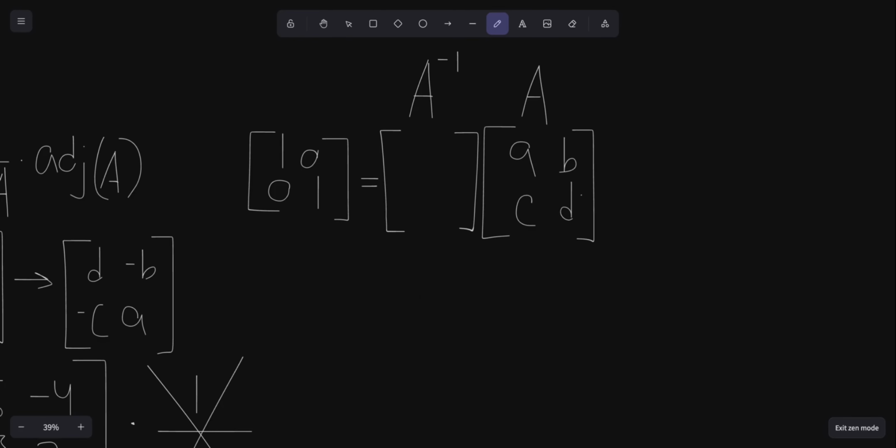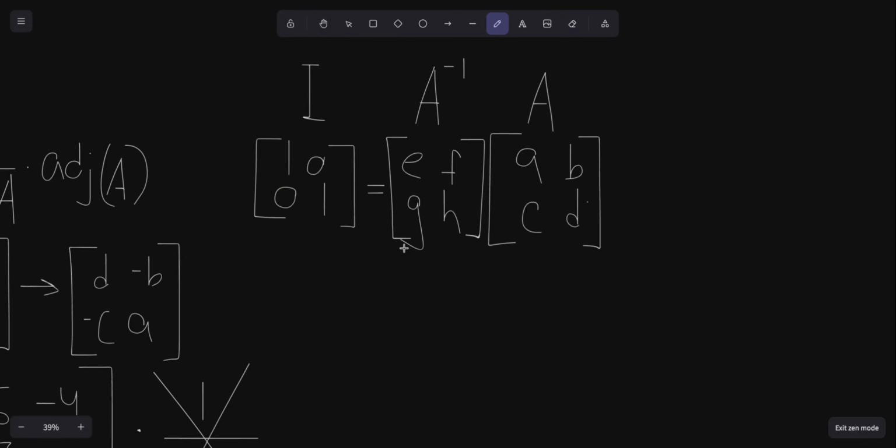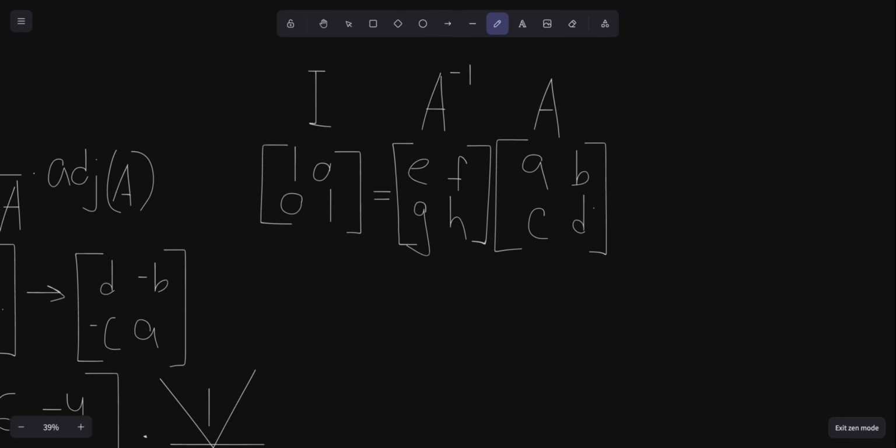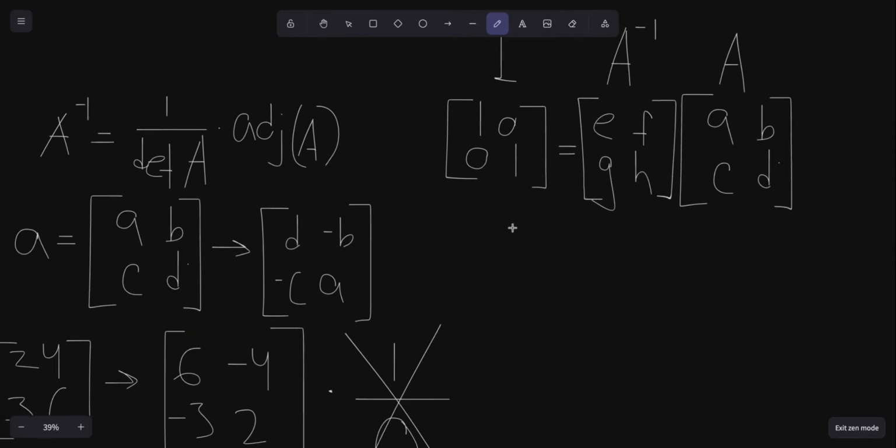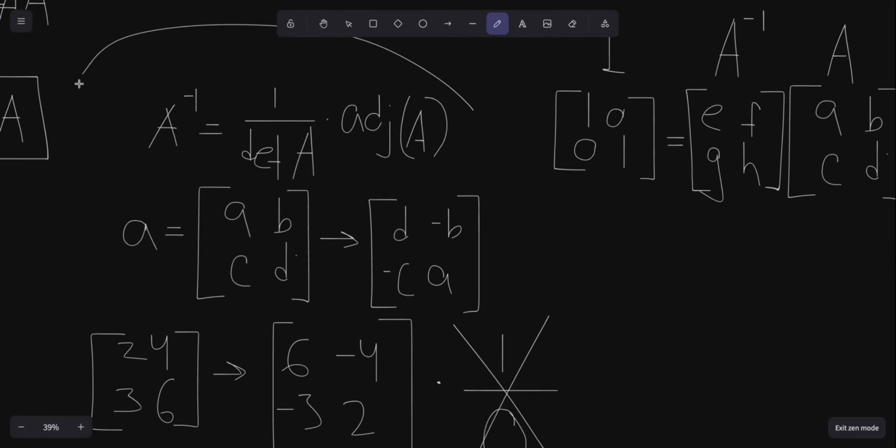So in case you guys are curious where the formula comes from, this is actually an exercise for y'all. This is the identity matrix, and you know that if you matrix multiply A inverse, which I'll just say has these E, F, G, H, by matrix A with A, B, C, D, you can actually solve for the identity matrix. So you can solve for A inverse in terms of A, and then what you find out is that you're going to get this formula right over here.